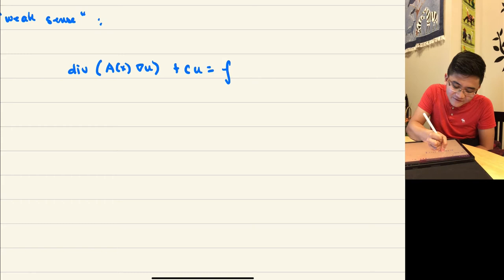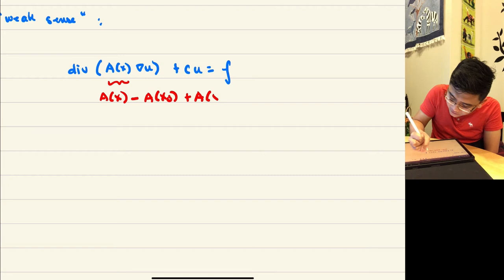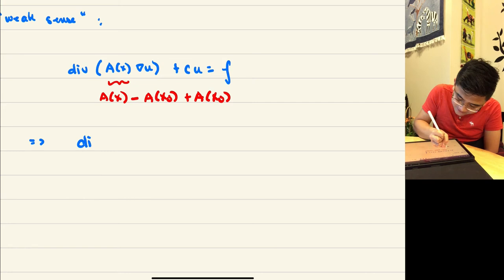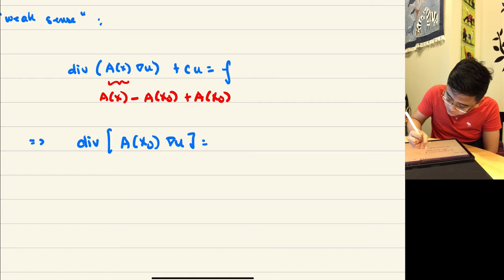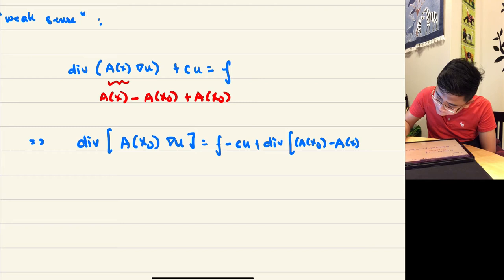So for some fixed x zero, we are going to write this as A of x minus A of x zero plus A of x0, so that I can write this equation as divergence of A of x0 grad u is equal to f minus cu minus, or let's make it plus, divergence of A of x0 minus A of x grad u.